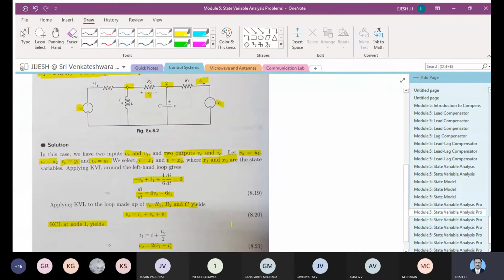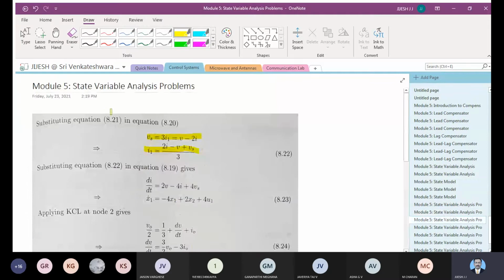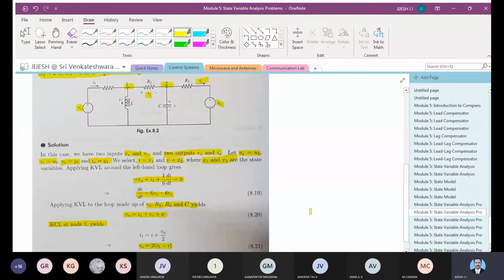Let me take you there. In this, you have to substitute equation 8.21 in equation 20. So you need to substitute V0 is equal to 2 into (I1 minus I2) in this one. So V0 here will be substituted as 2 into (I1 minus I). So let us simplify that further.